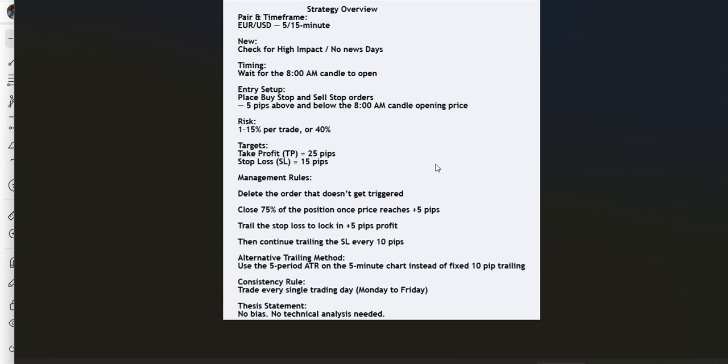So we're on the calculator app. Remember, this is what we're doing on the calculator app really quickly. You are going to take the 8 a.m. candle open price, and then you're going to add 0.0025, and that's going to be take profit. You're going to have a 25 pip take profit. You're going to have a 15 pip stop loss.